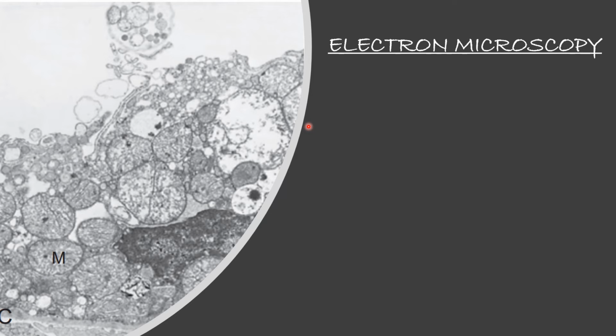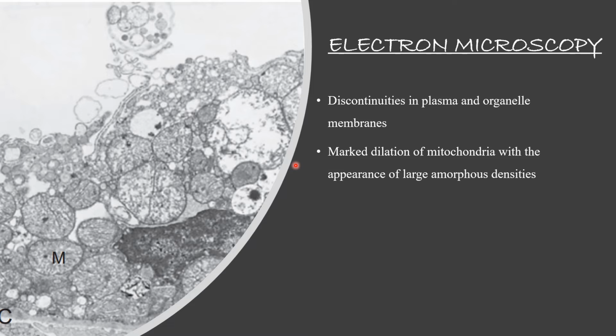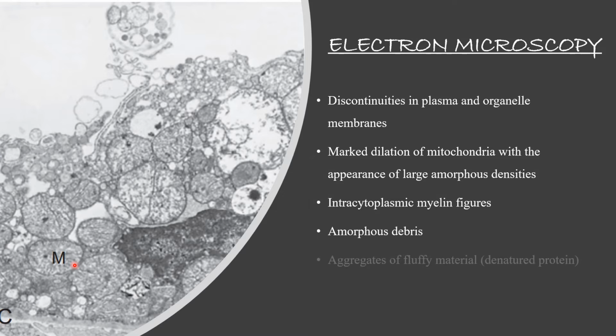Under an electron microscope, you will see that the plasma membrane has discontinuities in it. It is disrupted, and there is swelling and fragmentation of all the organelles in the cells, and there is marked dilatation of mitochondria, and these mitochondria have large amorphous densities in them. There are intracytoplasmic myelin figures, and denatured protein can also be appreciated on electron microscopy.